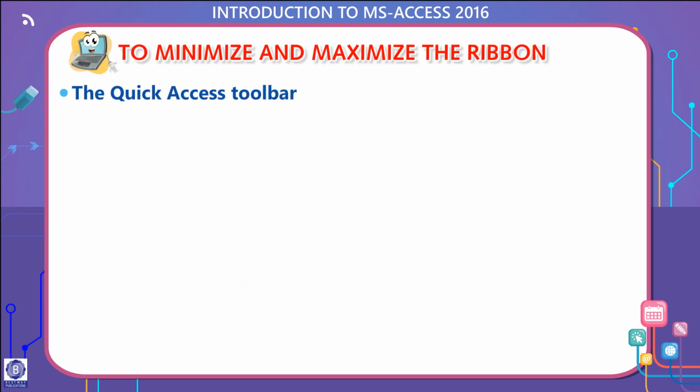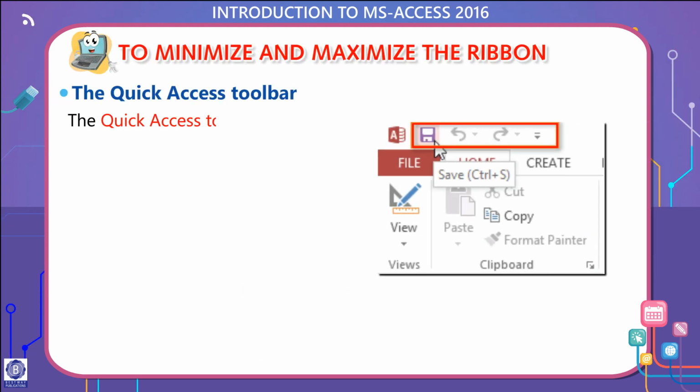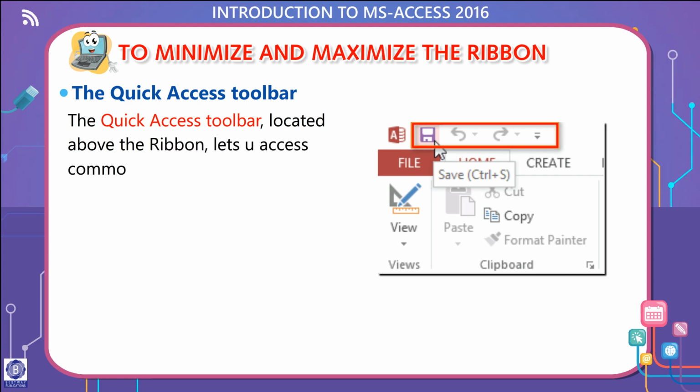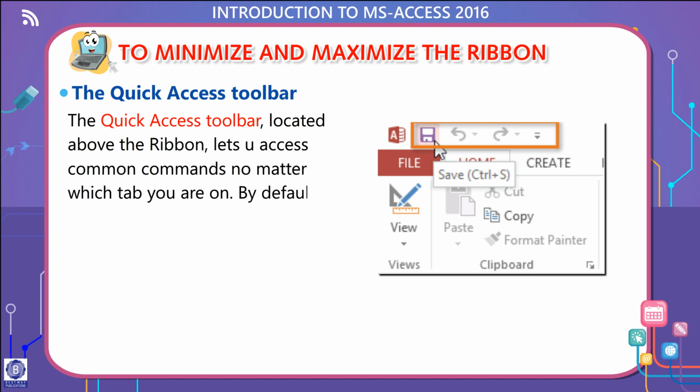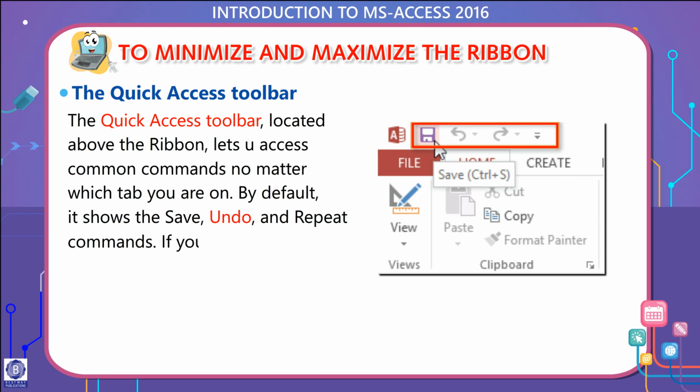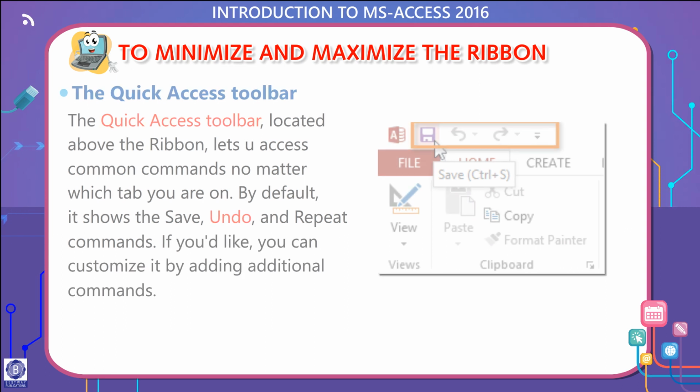The Quick Access Toolbar. The Quick Access Toolbar located above the ribbon lets you access common commands no matter which tab you are on. By default, it shows the save, undo and repeat commands. If you would like, you can customize it by adding additional commands.